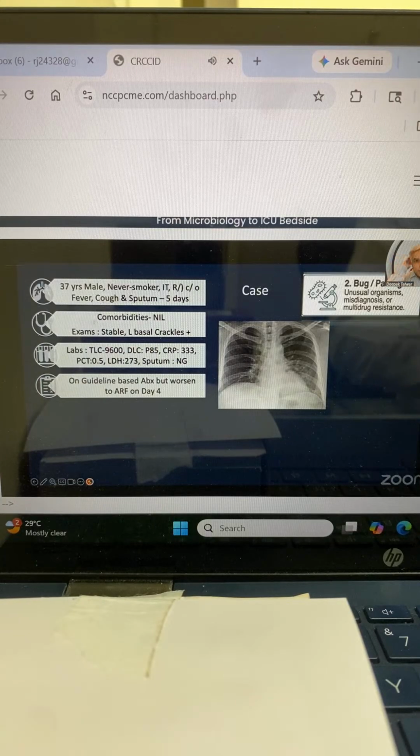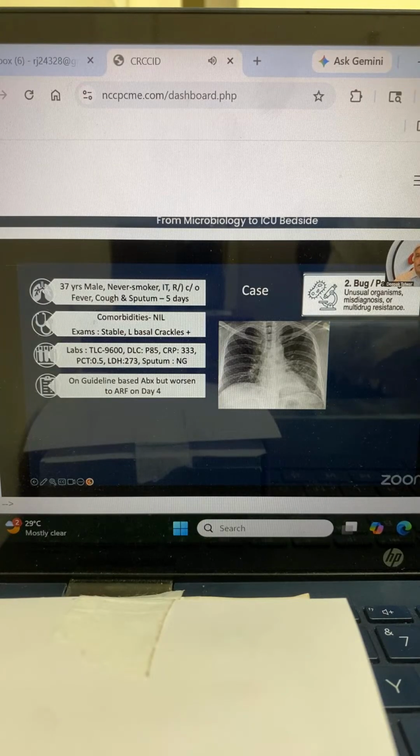So I'll bring this patient, a 37-year-old male, a never smoker, who had fever, cough and sputum of 5 days with no significant comorbidities and left basal crackles. This chest X-ray may not look so overwhelmingly bad, and also his labs show a TLC of 9,600, CRP was very high at 333, PCT 0.5, LDH 273. Sputum had no growth for us, and we continued to treat him on the guidelines.